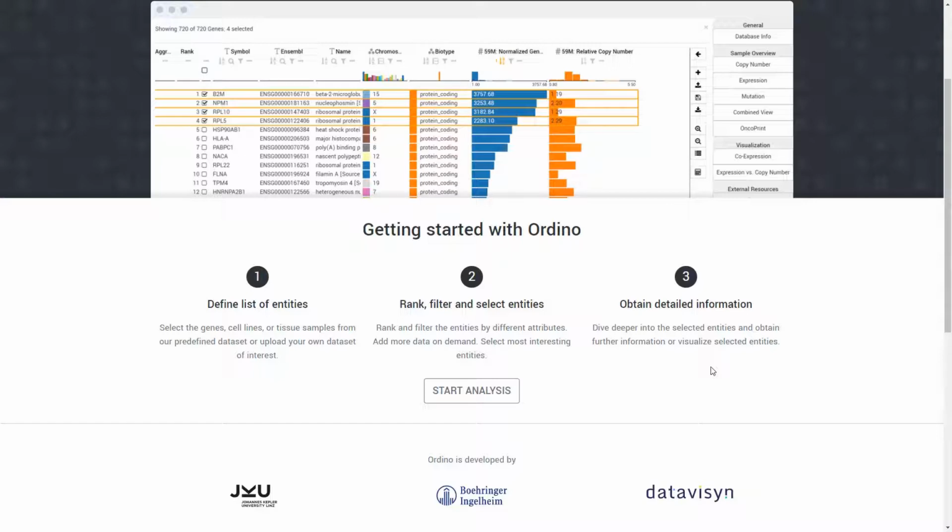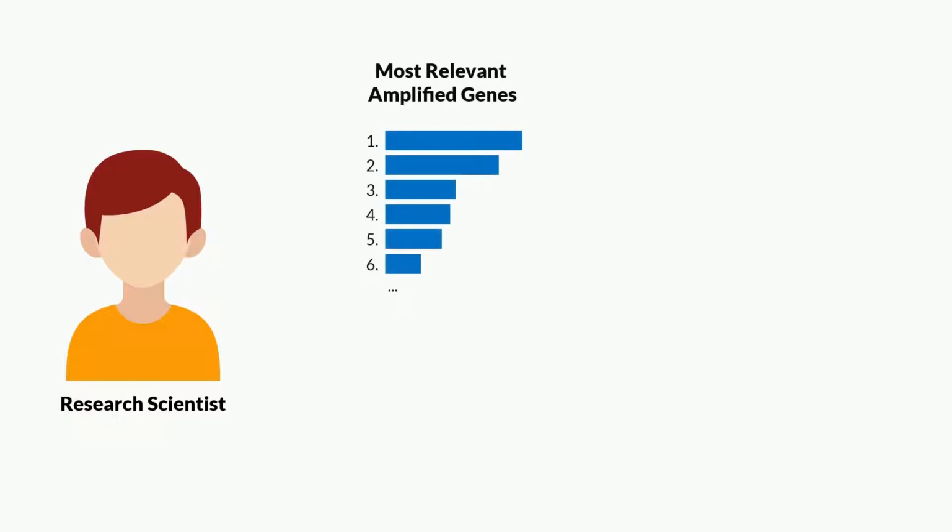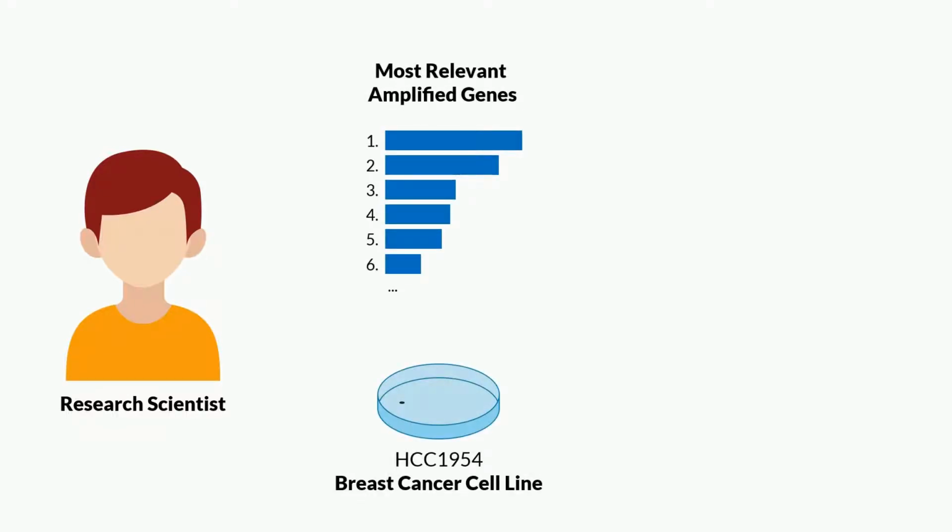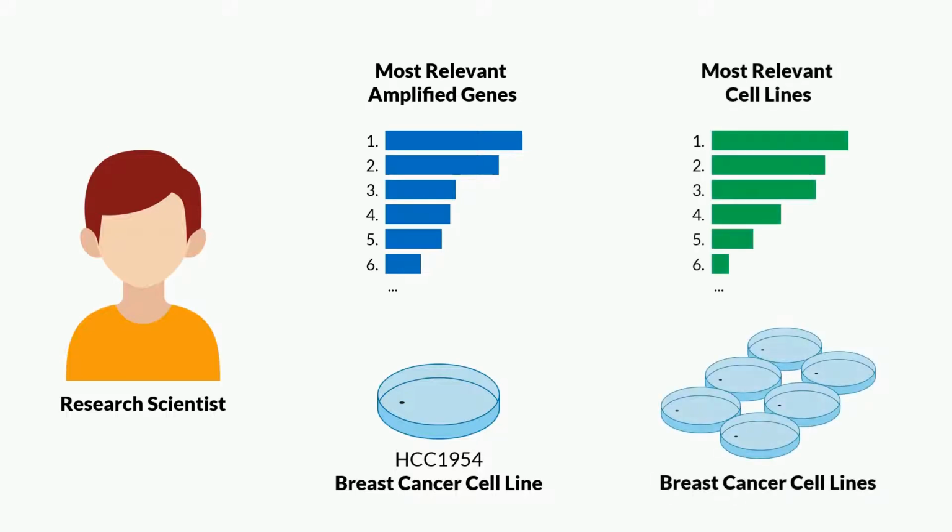We demonstrate Ordino using an analysis session carried out by a research scientist working in a drug discovery team at a pharmaceutical company. The analyst wants to identify the most relevant amplified genes in the breast cancer cell line HCC 1954. Based on these results, he then wants to study a larger set of breast cancer cell lines.